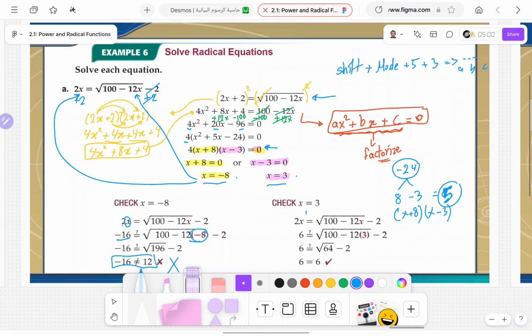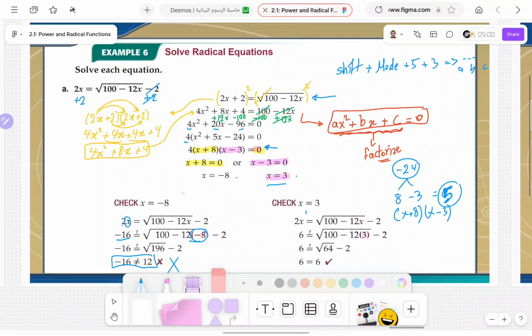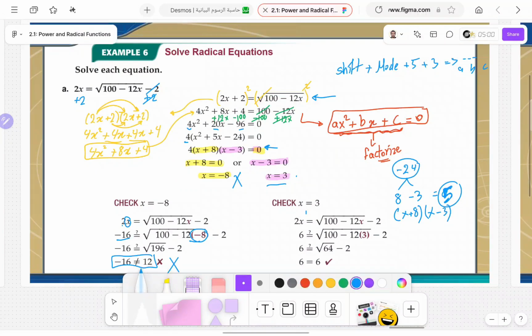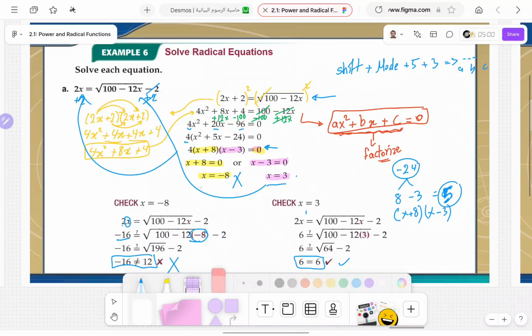So as you can see, this is a wrong answer. Negative 8 is a wrong answer, so we are not going to take it. Now let's try negative 3. Take negative 3 and replace the x with negative 3, and replace positive 3 in this x and this x. Then simplify, you get 6 equals 6. So of course this is the correct answer. I hope you understand this.